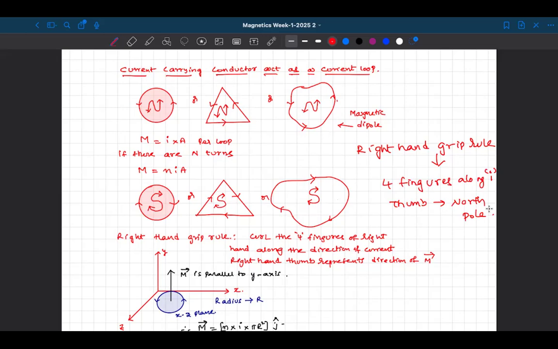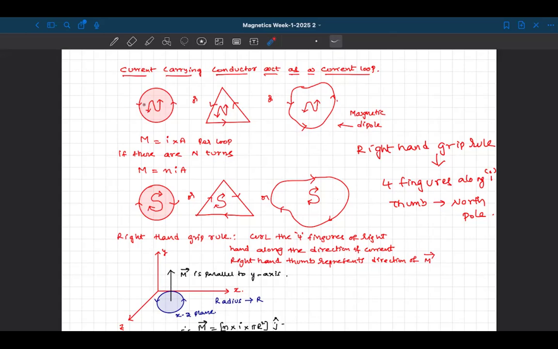For example, in this case, if I am turning the four fingers, the thumb is pointing towards me. So in fact, I'm seeing a north pole. If the thumb is into the plane, I won't see the north pole. The person on the other side sees the north pole. So I am seeing the tail of the north pole, which is the south pole.